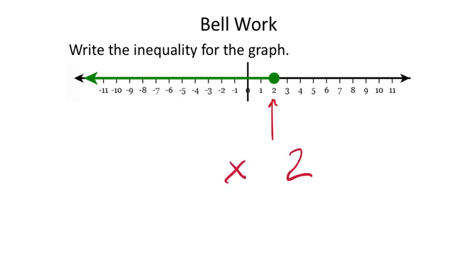Now, you may not use x. You can use whatever letter you want, but I'm going to use x. So we're comparing x with 2. That's where it changes from green line to no line, meaning looking at truthfulness, and then it switches into falsefulness right there.